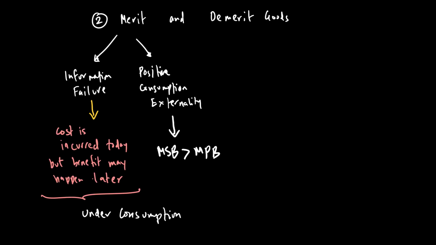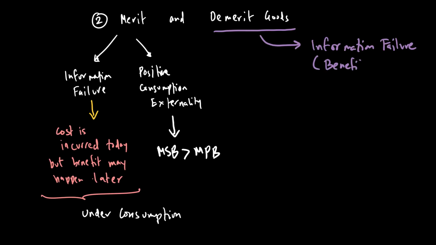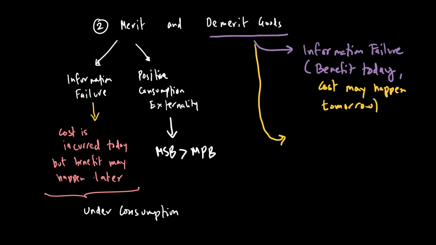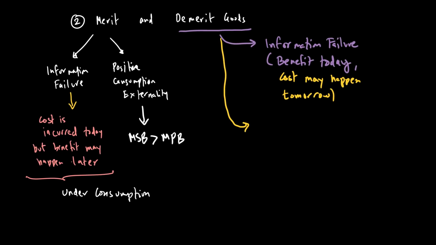On the other hand, when you look at demerit goods, they have a problem of, again, information failure, where the benefit may happen today, but the cost is incurred tomorrow. So benefit today, like a cigarette gives you the high today, but the cost may happen tomorrow, which means some health concerns and so on and so forth. And it may happen so much later that you don't even know whether it will happen or not. So that's one problem.